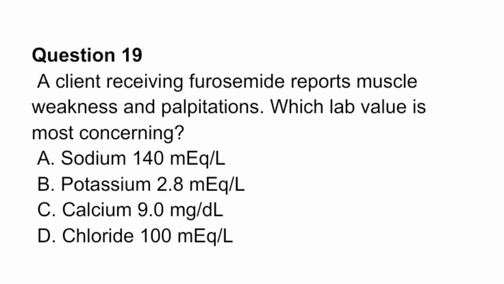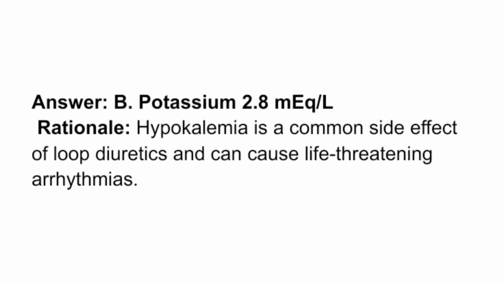A. Sodium 140 milliequivalent/L. B. Potassium 2.8 milliequivalent/L. C. Calcium 9.0 milligrams per deciliter. D. Chloride 100 milliequivalent/L. Answer: B. Potassium 2.8 milliequivalent/L. Rationale: hypokalemia is a common side effect of loop diuretics and can cause life-threatening arrhythmias.